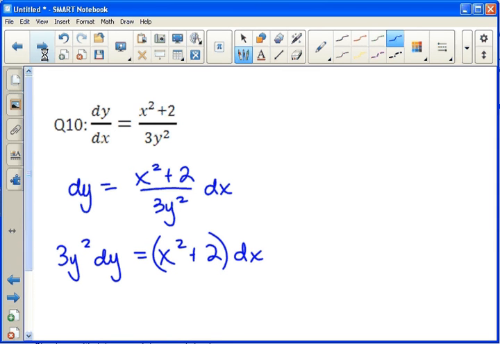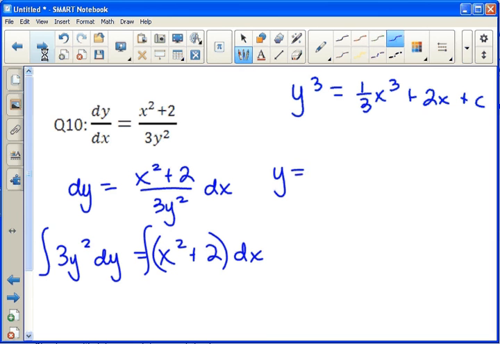The integral of 3y squared gives you y cubed. The integral of x squared plus 2 is 1/3 x cubed plus 2x plus c. And then the last step is to take the cube root of both sides, so we get the cube root of 1/3 x cubed plus 2x plus c. And that whole thing is inside of the cube root.